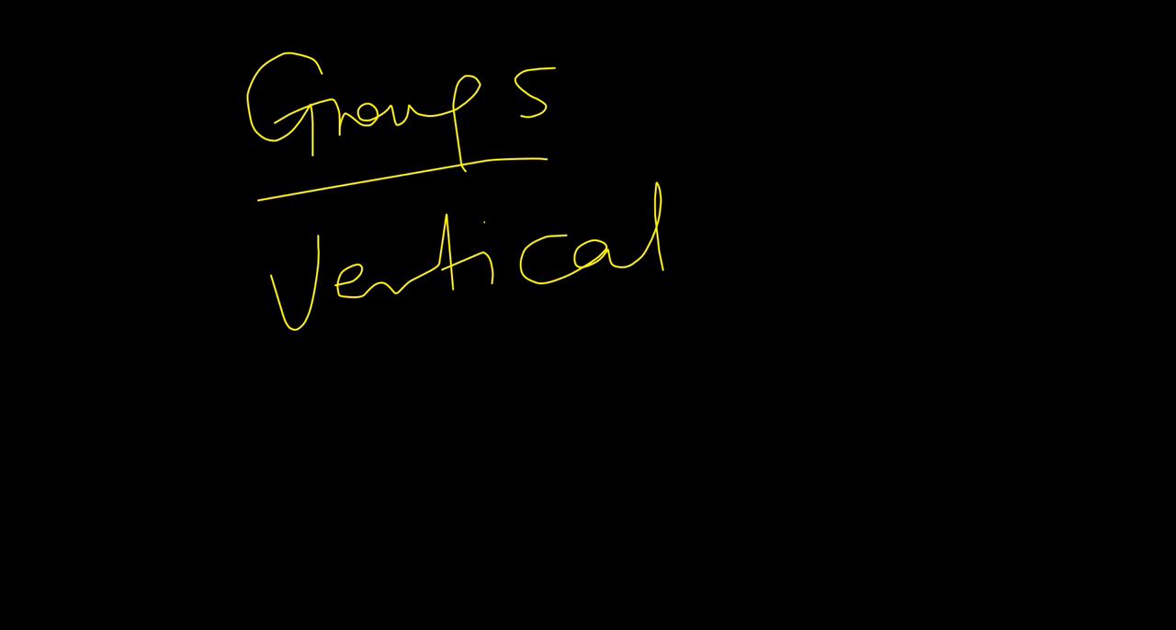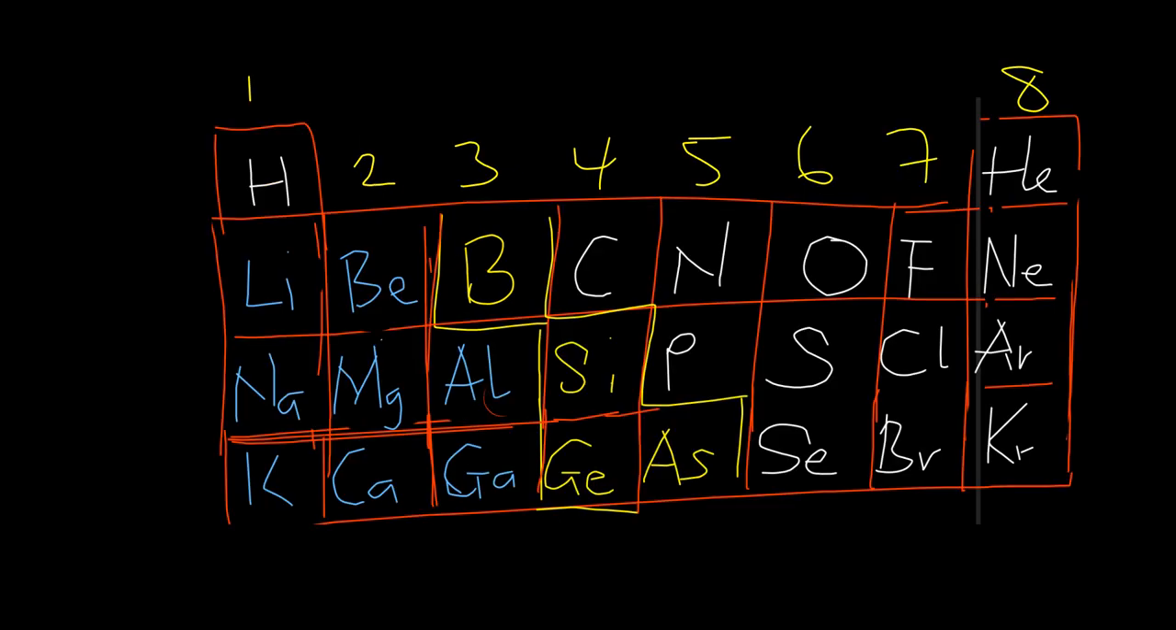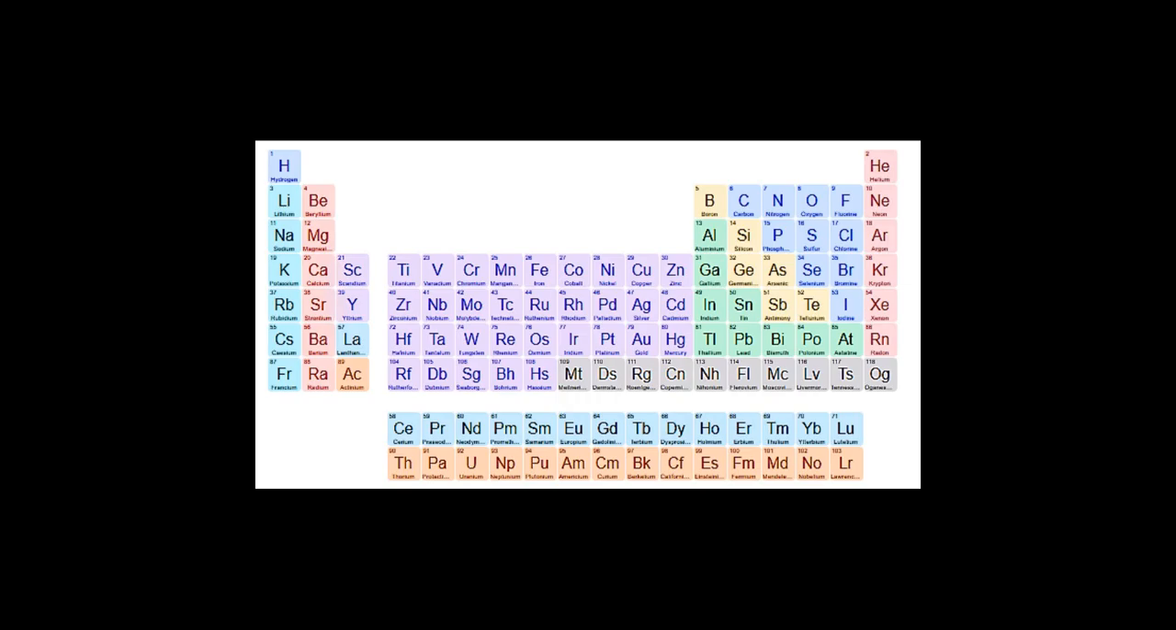We are done with groups. Let's look at the periods. Now period, so that's one period, another period, another period, another period. We have more than 4 periods. When you go to the main periodic table, you realize that you have more than 4 periods. But this is the simplified version of the periodic table.